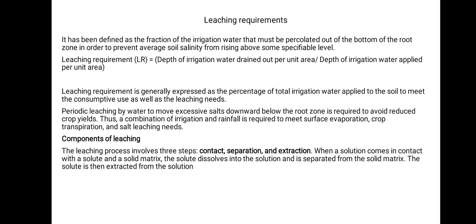The next topic is leaching. It is defined as the fraction of the irrigation water that must be percolated out of the bottom of the root zone in order to prevent the average soil salinity from rising above some specific level. That is called leaching. Requirement is equal to depth of water drained out per unit area divided by depth of water applied per unit area. That is called leaching. Then components of leaching: contact, separation, extraction are the major components of our irrigation system.